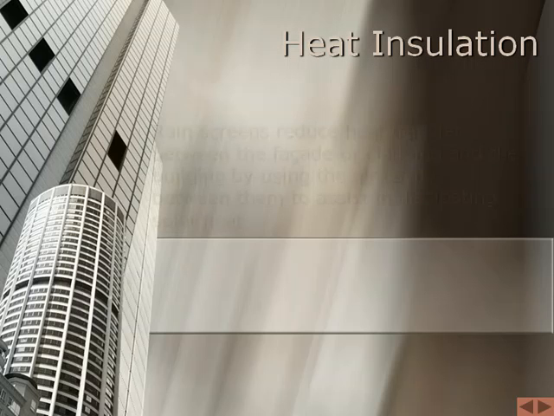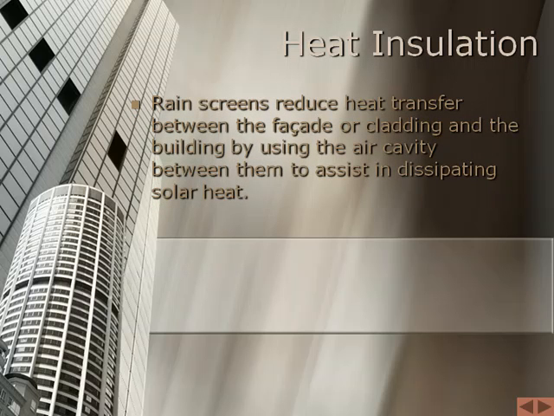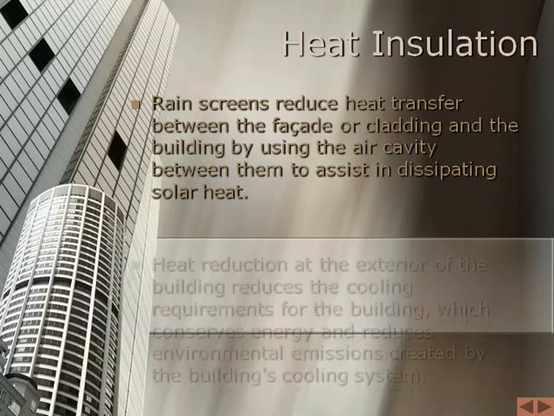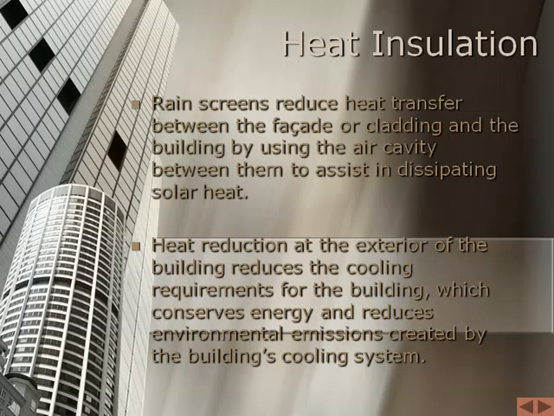Rain screens reduce heat transfer between the facade or cladding and the building by using the air cavity between them to assist in dissipating solar heat. Heat reduction at the exterior of the building reduces the cooling requirements for the building, which conserves energy and reduces environmental emissions created by the building's cooling system.